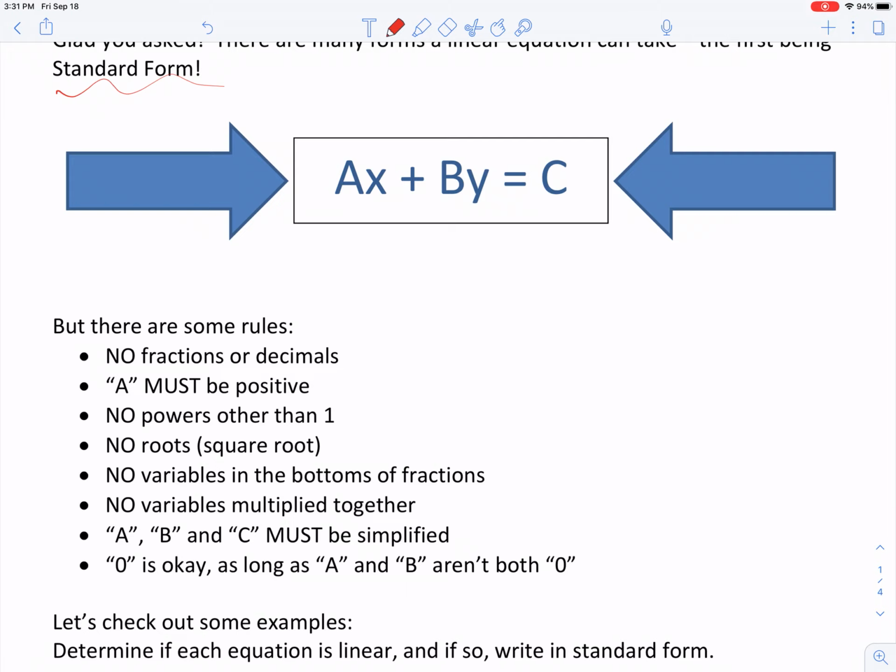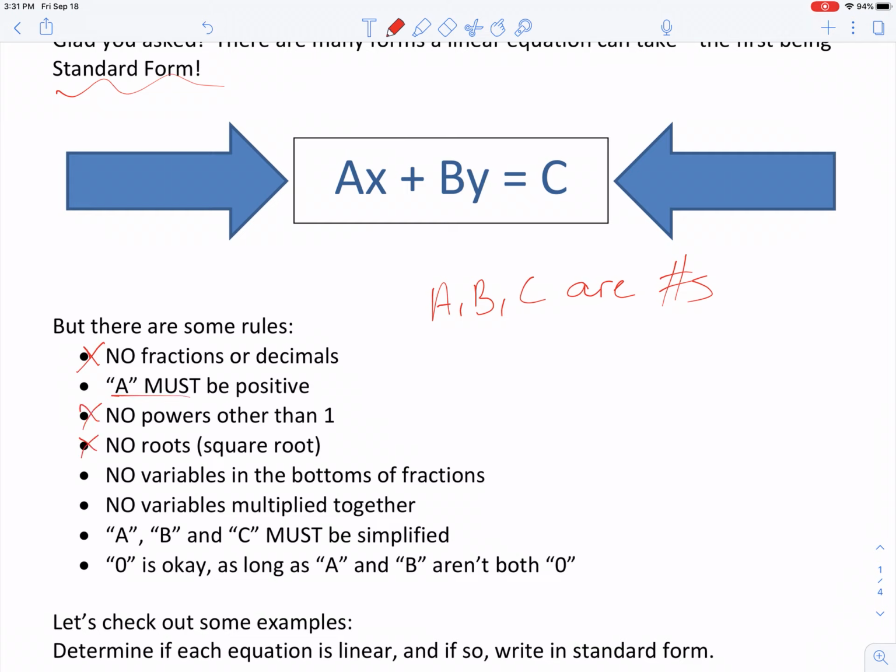Now, when I write this in standard form, there's going to be some rules I need to follow. First of all, there can be no fractions or decimals. A must be positive. And again, maybe I'll write this down. A, B, C are numbers. So A has to be positive. By the way, it does have to be specifically x first, then y, and equals a number. No powers other than 1.